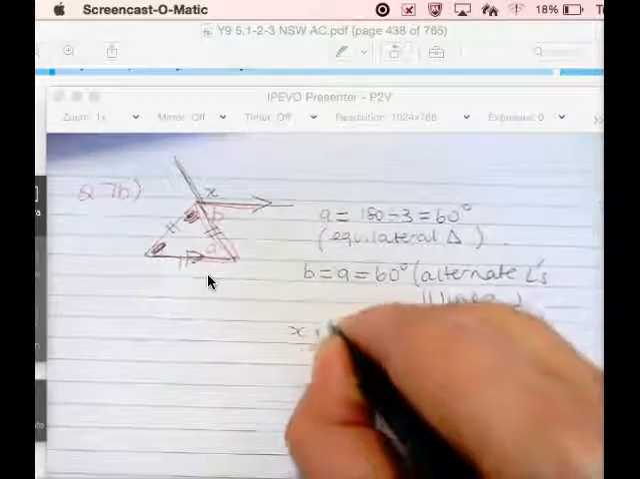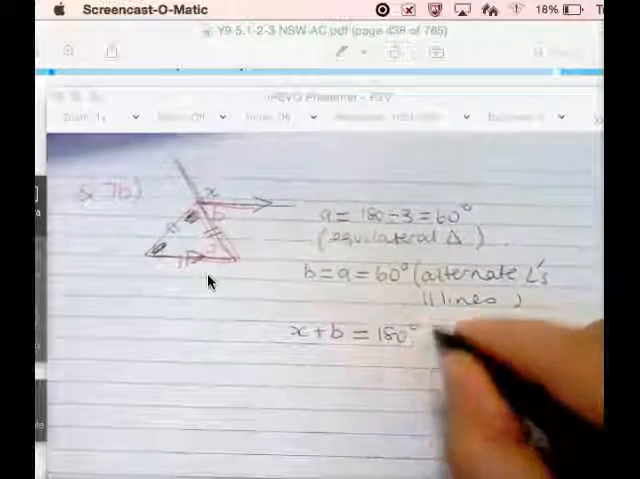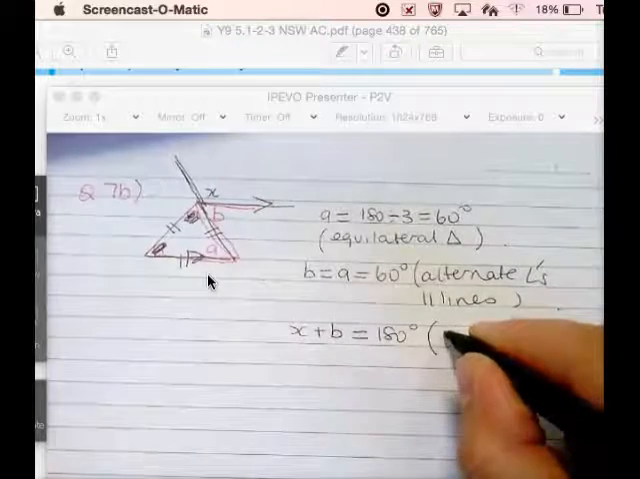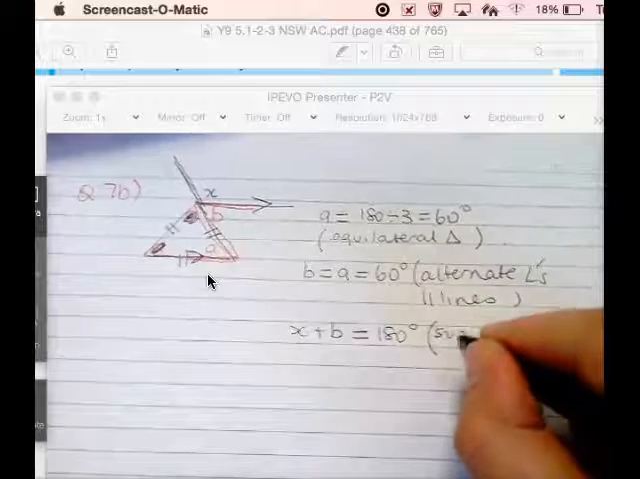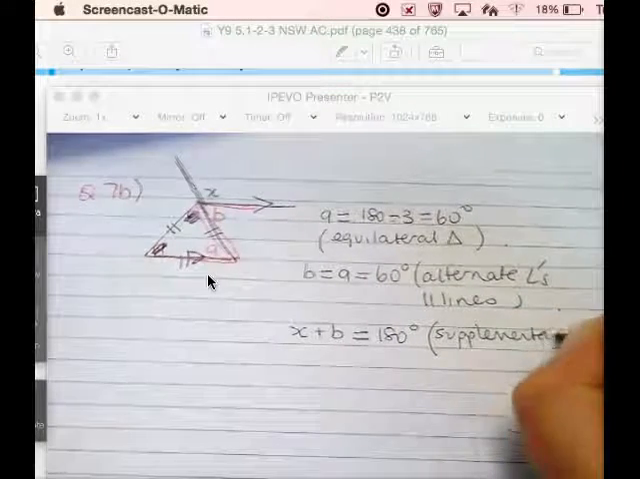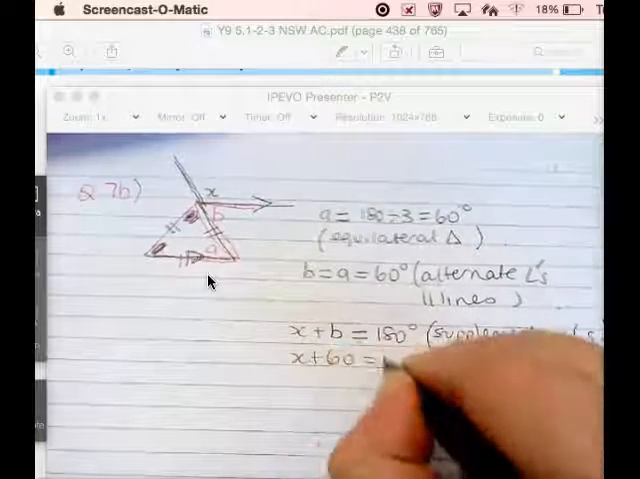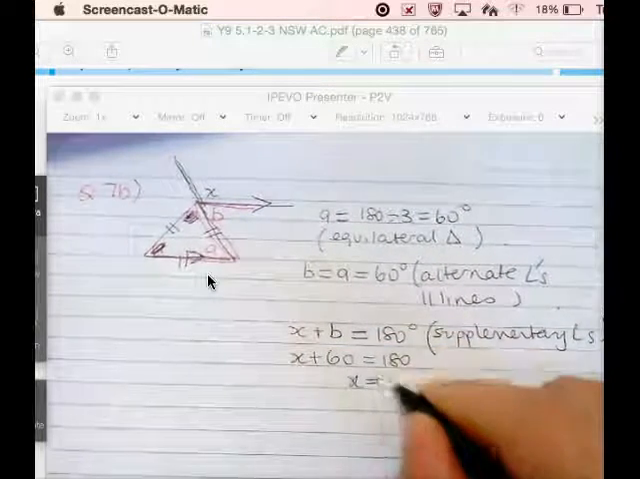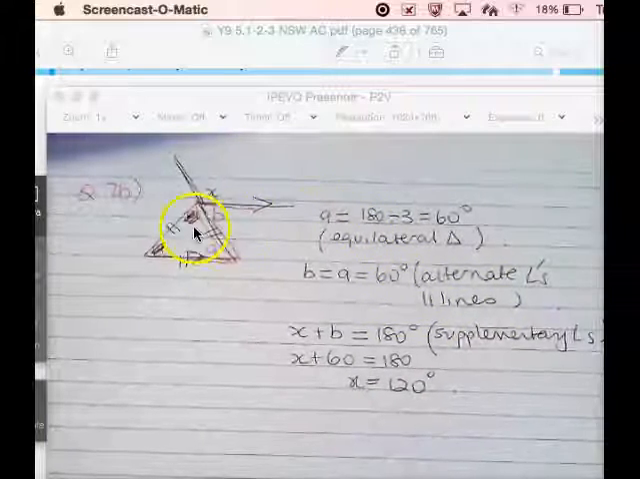Tell me what X plus B add up to. 180. Why? Why do X and B add to 180? Supplementary angles, or angles on a straight line? Supplementary angles. So X plus 60 is 180. Therefore, X is 120.